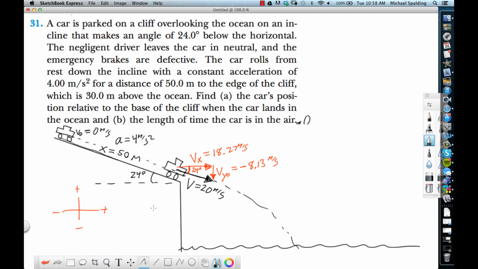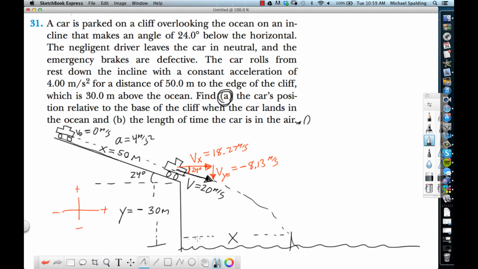Okay. So the height of the cliff is 30 meters. That's our vertical displacement. So that's y equals what? Negative 30. Why negative? It's going down 30 meters, right? And then the horizontal displacement is x. That's what we're looking for. Now look, this question says A, find the car's position relative to the base of the cliff.